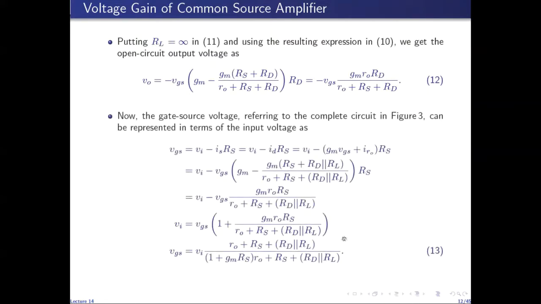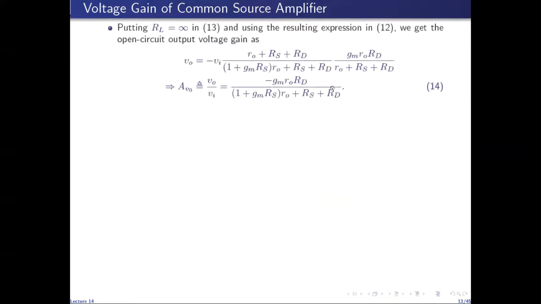Similarly, this is the expression for VGS of the complete AC equivalent circuit. But we want to find V naught in which RL is infinity. So we replace RL with infinity in this expression, and we put the resulting expression back in here, which is this. So there is no RL. RL has been replaced with infinity. So V naught has been expressed in terms of VI, and V naught over VI, which is by definition the open circuit voltage gain of the amplifier, is then given by this expression, because this denominator gets cancelled with this numerator and we will be left with this factor.